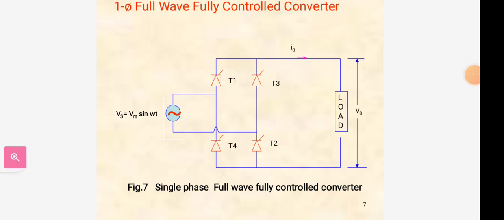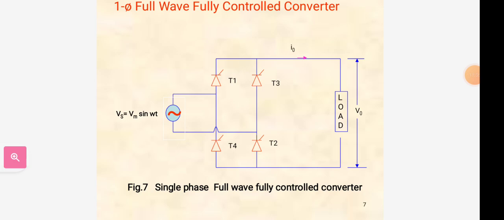The source voltage Vs is Vm sin omega t, applied to the circuit during the positive half cycle. The thyristors T1 and T2 are forward biased, and at omega t is equal to alpha, the thyristors T1 and T2 are triggered. Hence, they start conducting and a load current I0 flows to the load. At omega t is equal to pi, the load current becomes 0 and the source voltage is reversed. Therefore, the thyristors T1 and T2 are turned off by natural commutation.